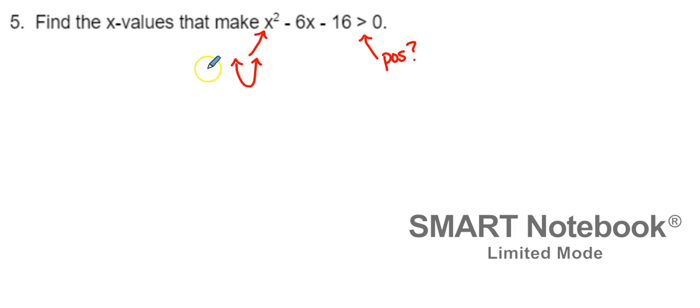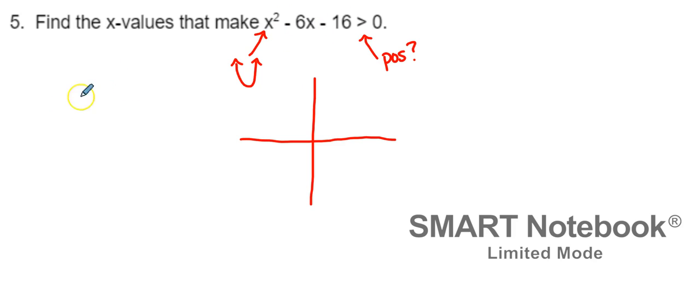And the second thing we want to look at are the roots. The roots are where it crosses over that x-axis and goes from negative to positive. So if we sketch a quick graph, it gives us a good idea of what this thing's going to look like. And I need to factor or use quadratic formula in order to find those roots. So this one looks like it's going to be factorable.